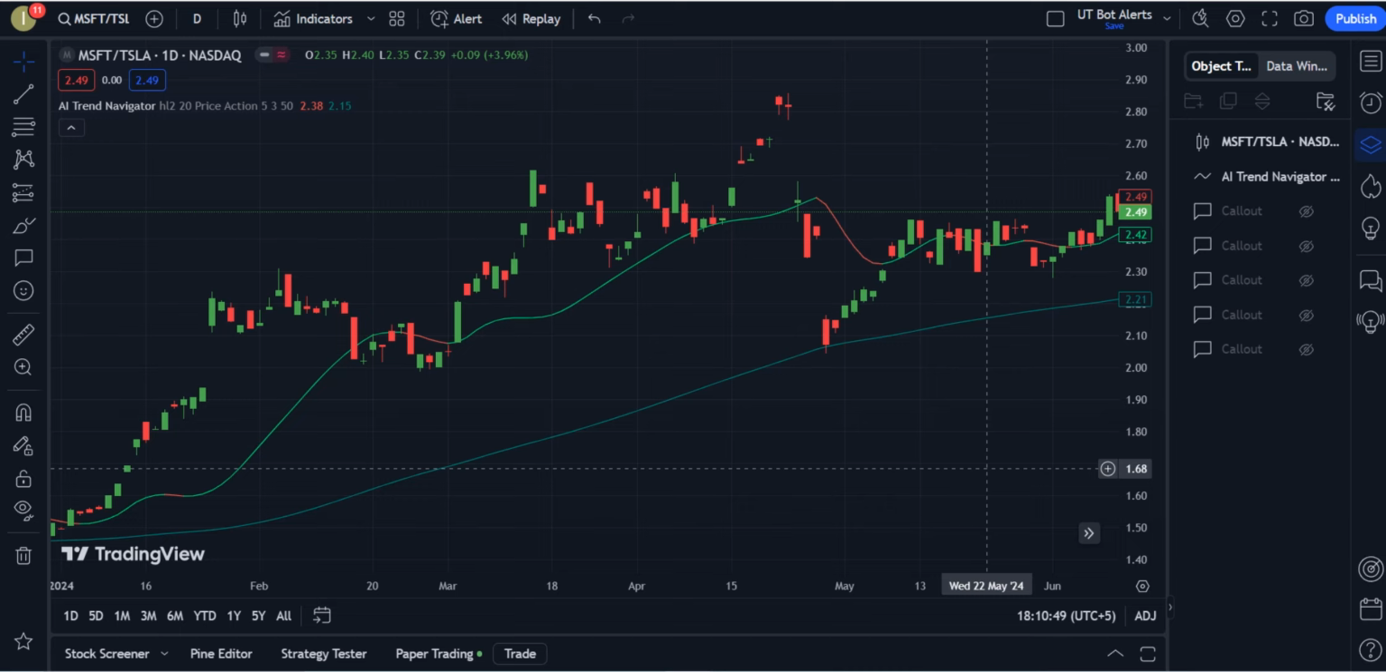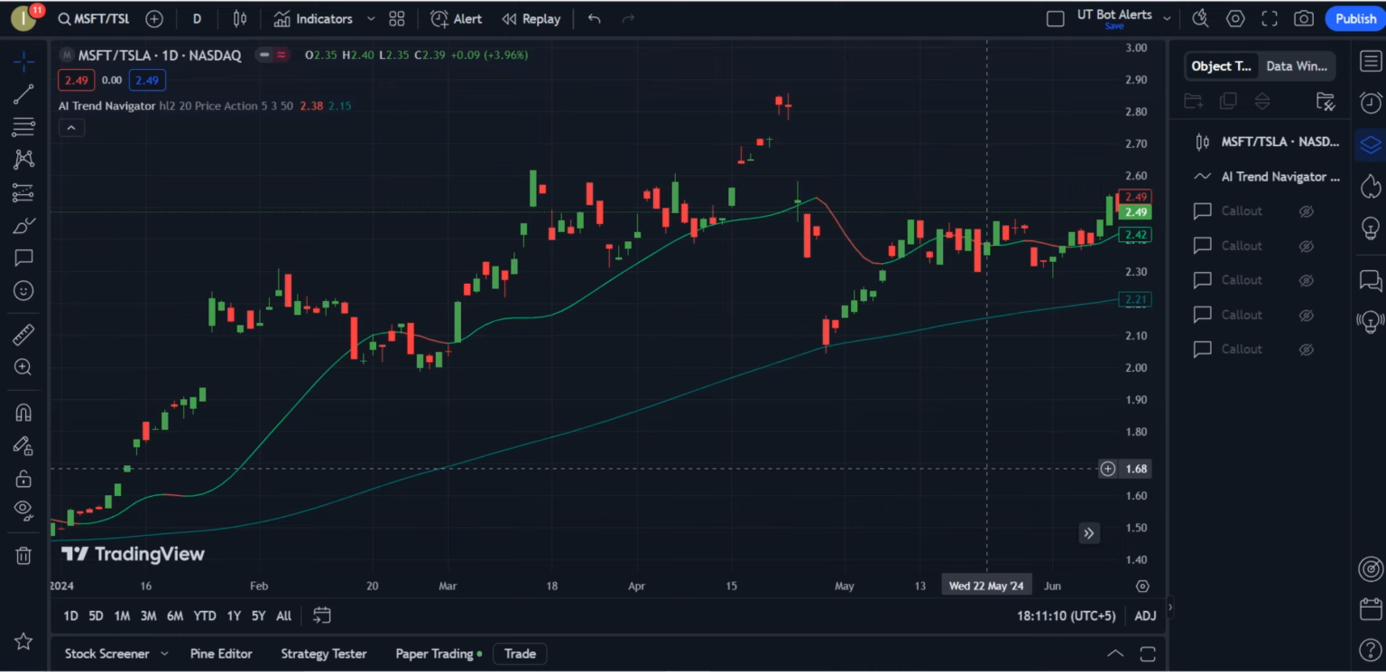Hello everyone, in today's video I will explain how to get additional shares of the Microsoft stock by trading the Microsoft and Tesla stocks based on the price ratio of movements of this pair of stocks. So the price ratio of Microsoft to Tesla stock is basically the price of the Microsoft stock divided by the price of the Tesla stock.